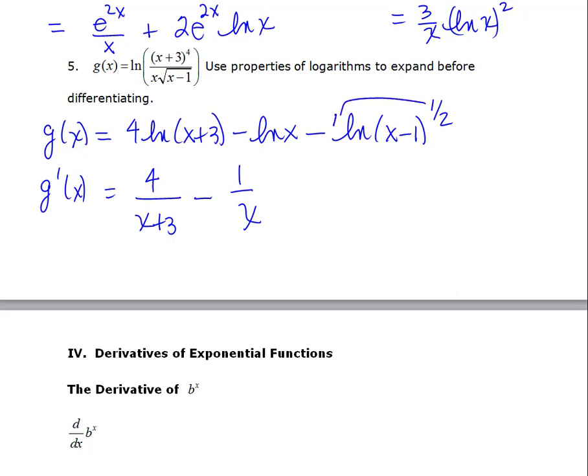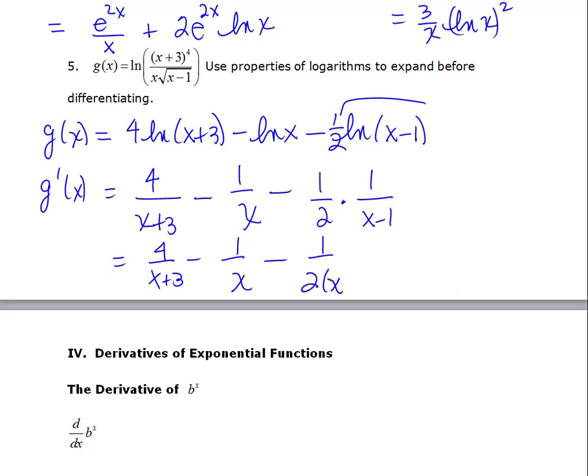Easier to bring that 1/2 in front. So I'm going to get minus 1/2 times 1 over x minus 1. And again, we should tidy that up a little bit. 4 over x plus 3 minus 1 over x minus 1 over 2 times x minus 1. And for these derivatives, I will not make you combine the terms. And so we're going to leave our answer as is right there.